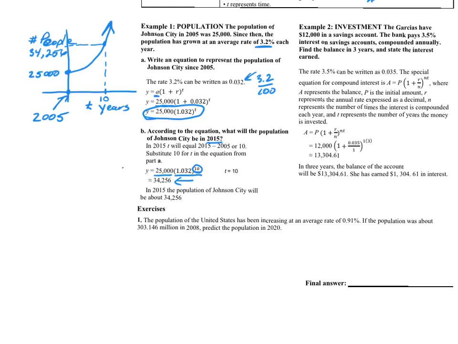Remember, from your equation, you're going to say, is it growth? Population of Johnson City, since then it has grown, so that's going to be your 1 plus part. You're going to look for the rate as a number, 3.2% divided by 100, dump it in. You're going to look for your initial amount, which is your y-intercept. And then finally, they're going to ask you a specific question that you're going to apply to.